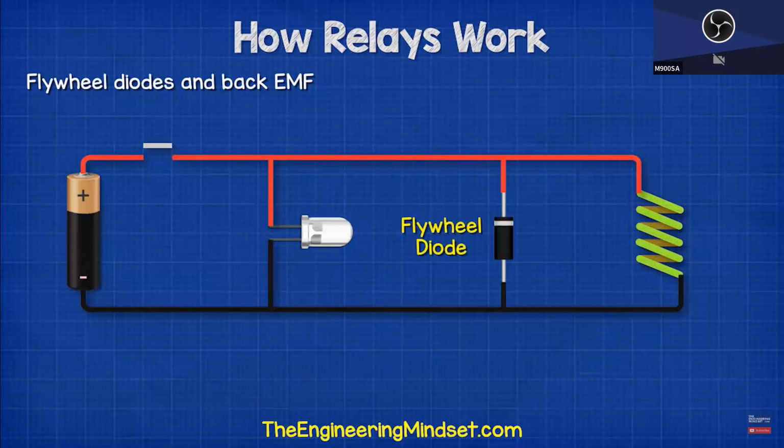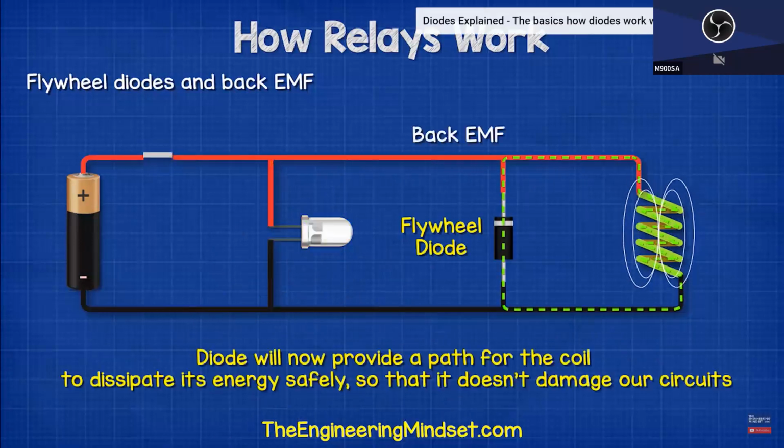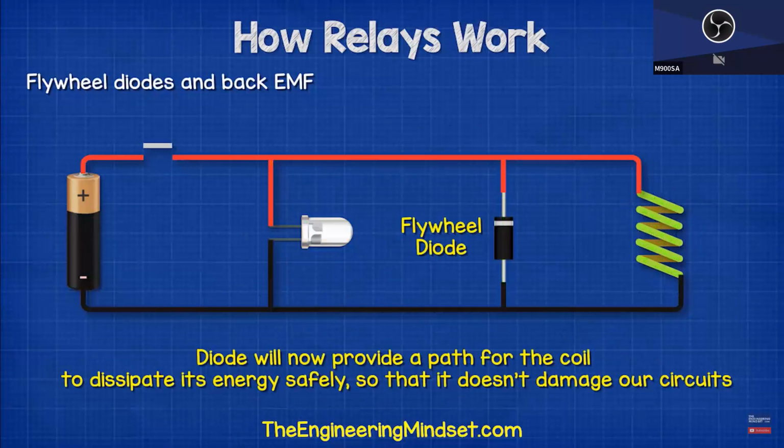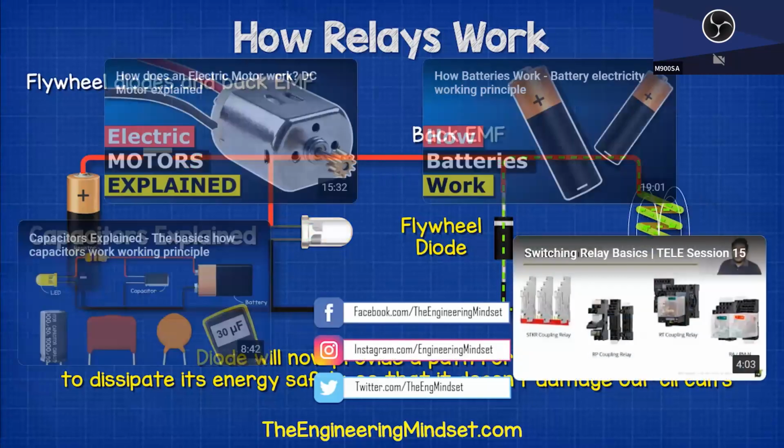The diode only allows current to flow in one direction. So, in normal operation, the current flows to the coil. But when we cut the power, the back EMF is going to push the electrons. And so the diode will now provide a path for the coil to dissipate its energy safely so that it doesn't damage our circuit.